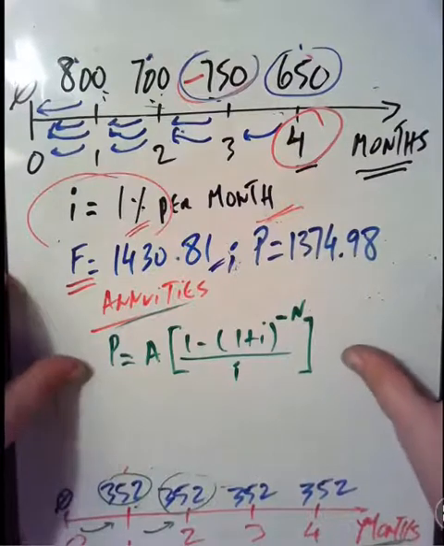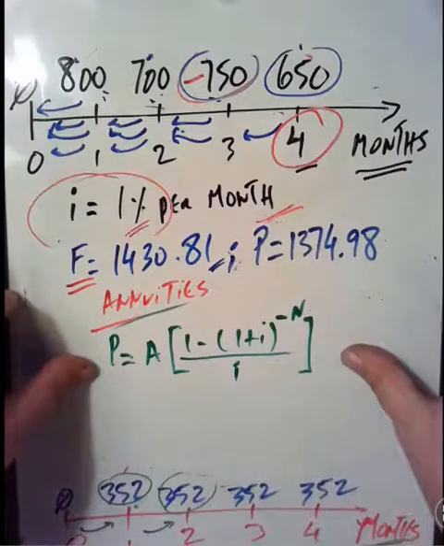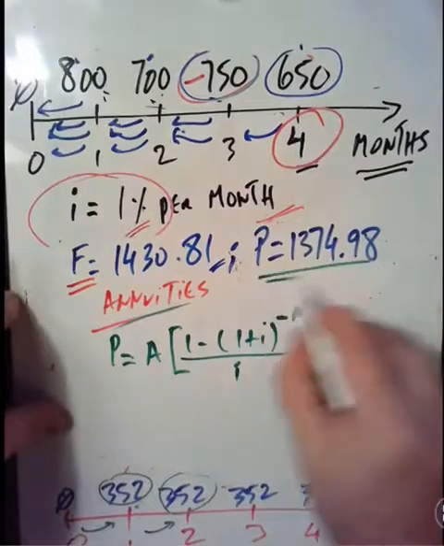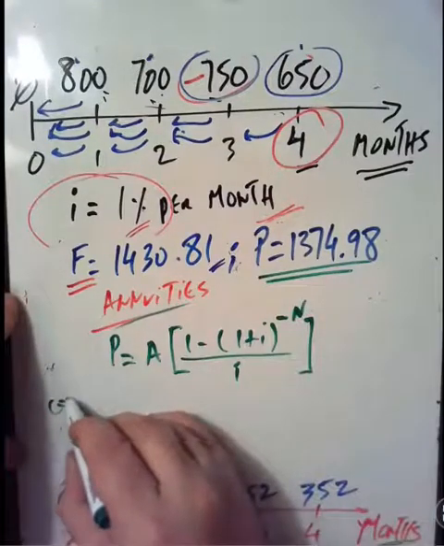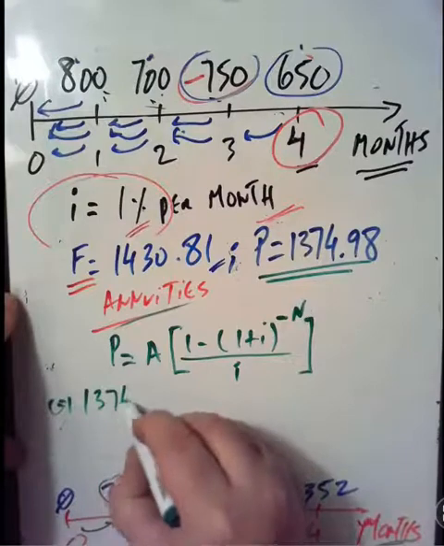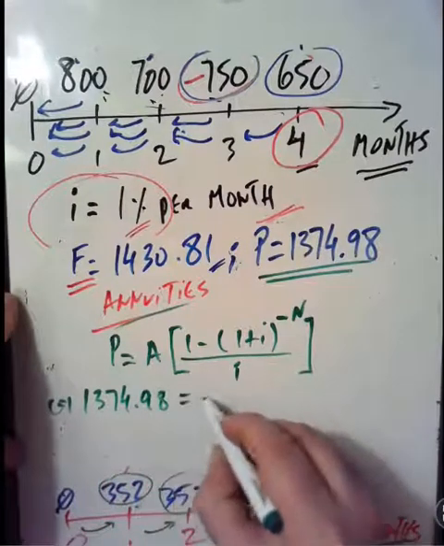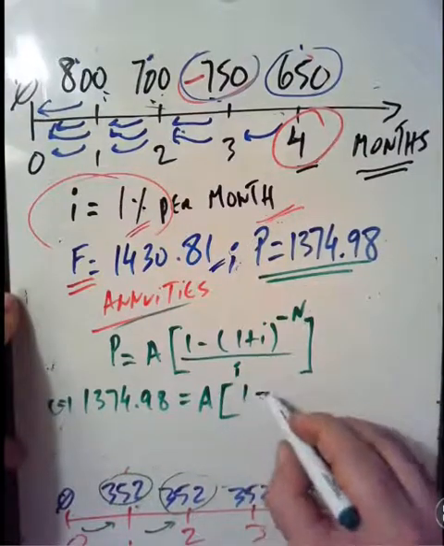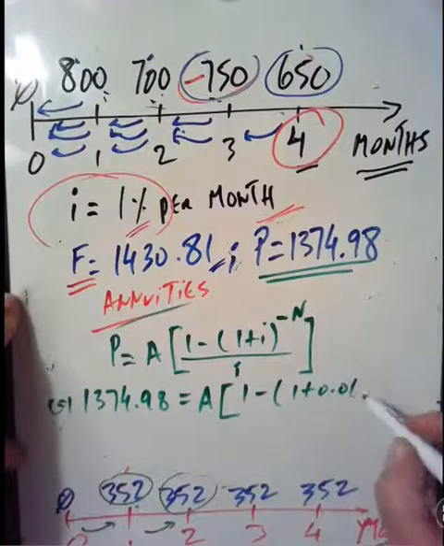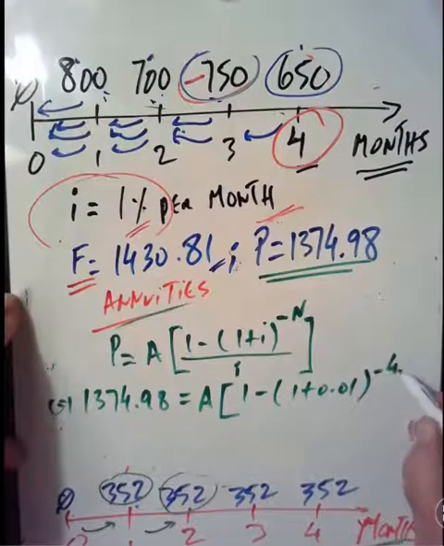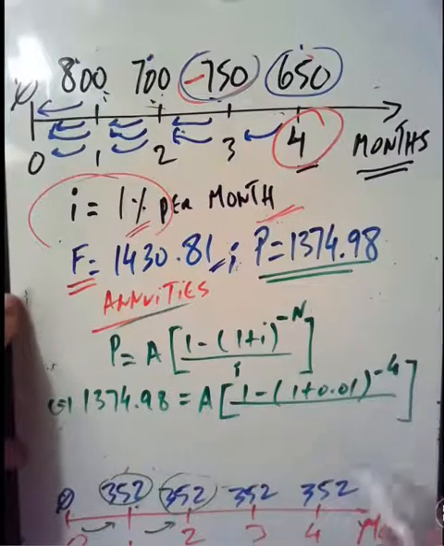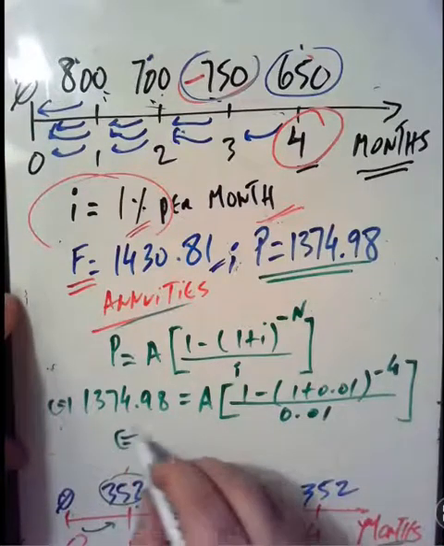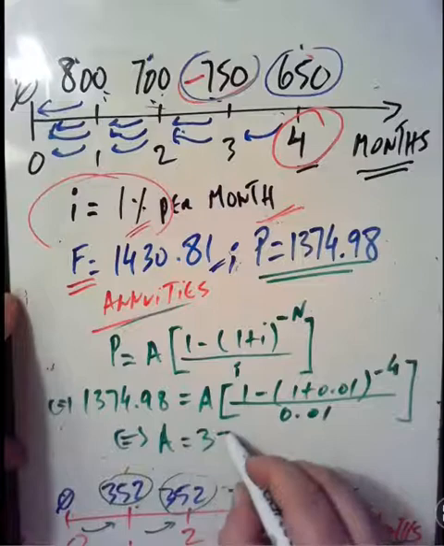So if you are to use this formula, the present value of an annuity formula, and you plug in the present value of 1374.98, you're looking for the A, 1 minus (1 plus the interest rate of 1%) to the power of negative 4, because there are 4 months, divided by the interest rate. You would get the same result of $352.